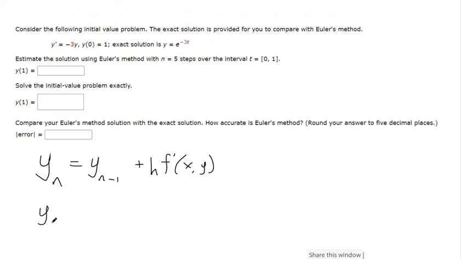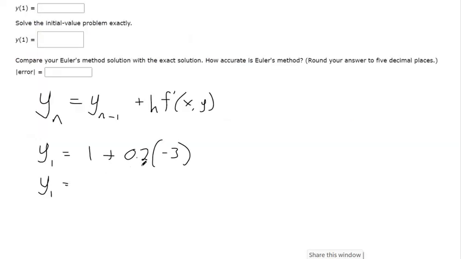So we'll say y sub 1 is equal to y sub 0, which is our starting point at this interval, so at 0, we have 1 as the y value. This is 0.2 like we said, and then this is the value after we plug in our x and our y into our derivative function. So in this case, we're plugging in 1 for y. So this is going to be negative 3 here. So that's going to be 1 plus negative 0.6, so we got 0.4 for our first step.